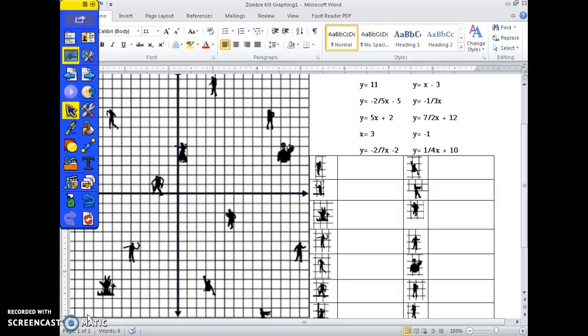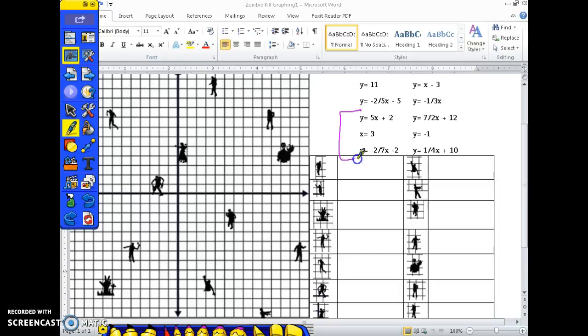Going to take a look at a few of the equations from the zombie graphing activity, and I'm going to graph these 6 so that we get a good understanding of how to graph these equations when they are in slope-intercept form.